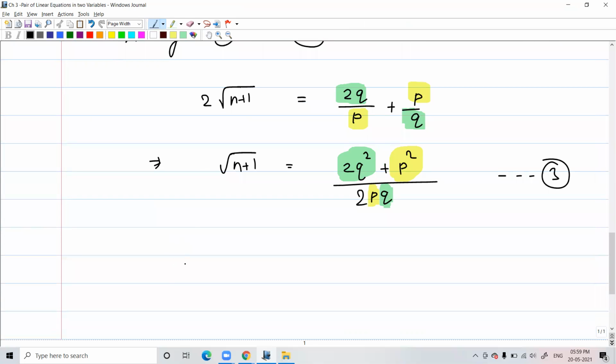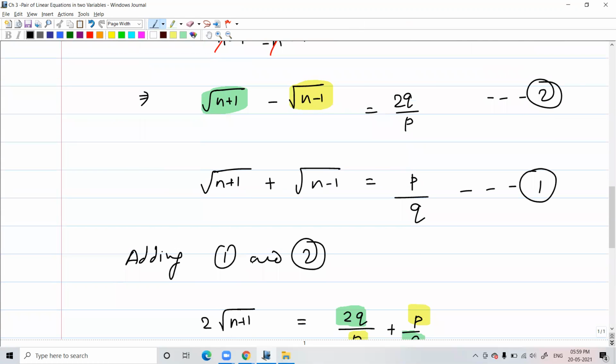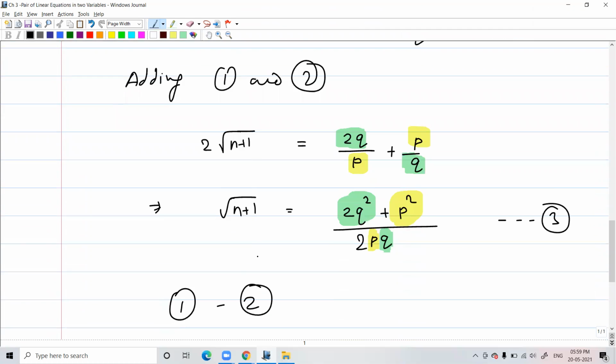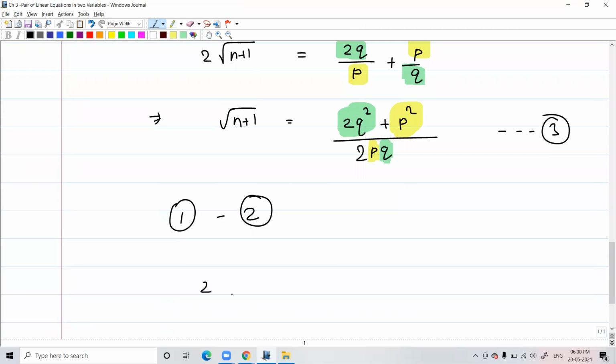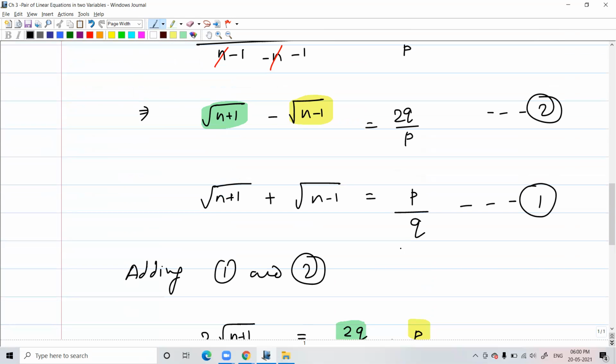So what I'm going to do now, I'm going to do 1 minus 2. So 1 minus 2, what will happen? Square root of n plus 1 and square root of n plus 1 will get cancelled, and this will be 2 times square root of n minus 1 inside. So 2 root n minus 1 is there. And what will be the RHS? This you should be able to tell me, guys. If I do 1 minus 2, what will be the RHS? One minus 2.